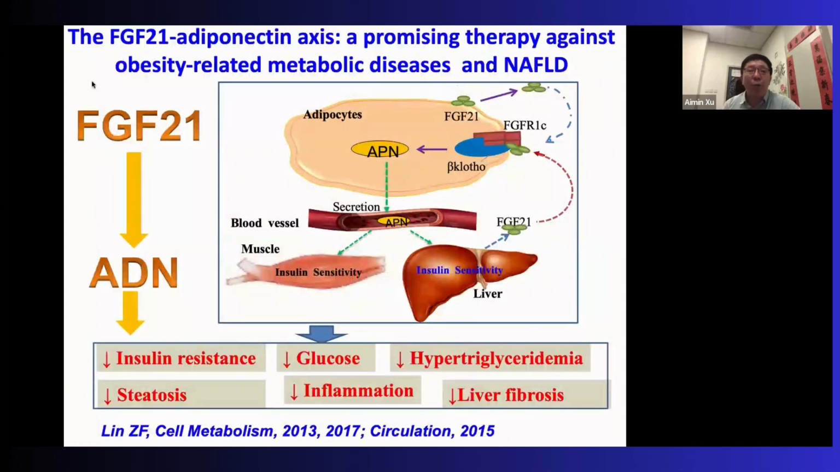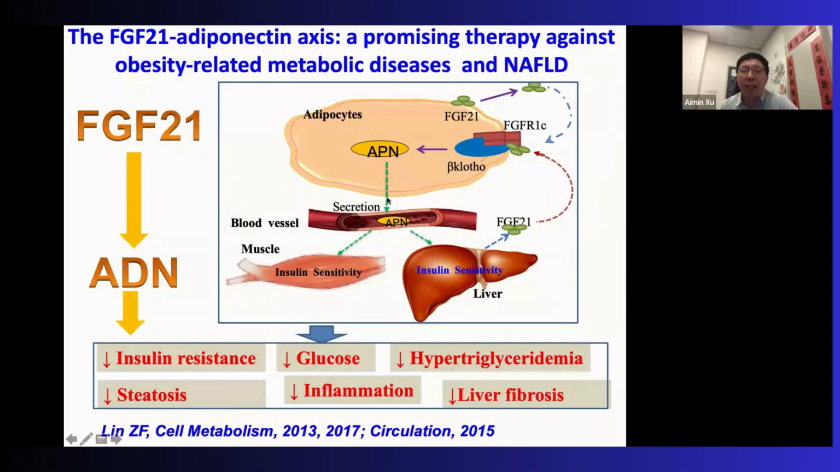Therefore, we found a series of evidence suggesting that this FGF21-adiponectin axis mediates the crosstalk between the liver and the adipose tissue, and contributes to the improvement of metabolic homeostasis and of fatty liver. Basically, FGF21 produced either from the liver tissue or from adipocytes acts in an endocrine or paracrine manner on adipose tissue itself and promotes adiponectin secretion.